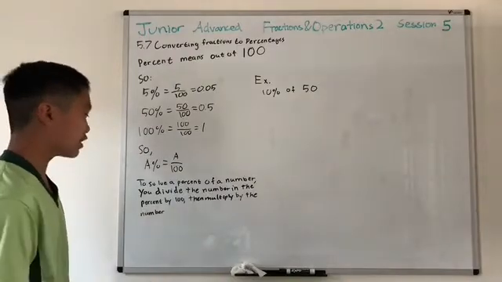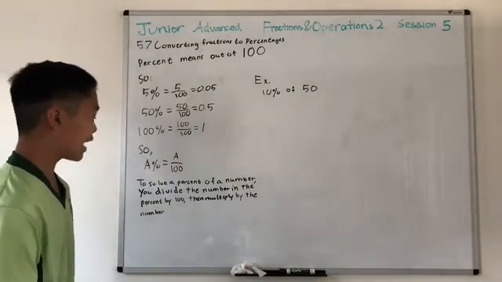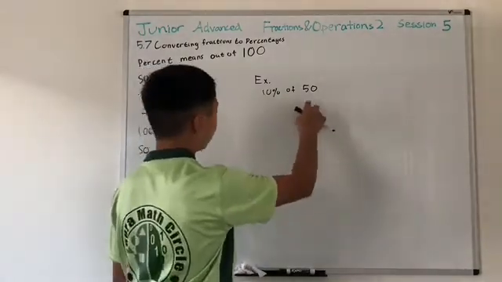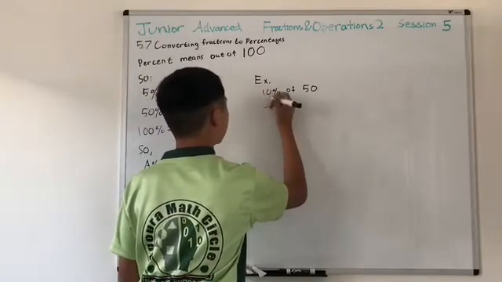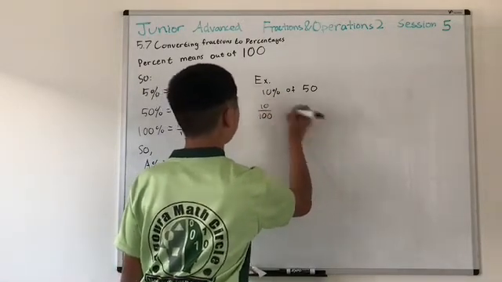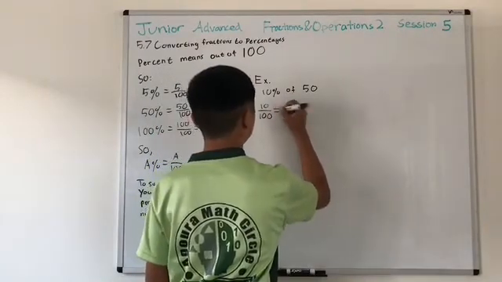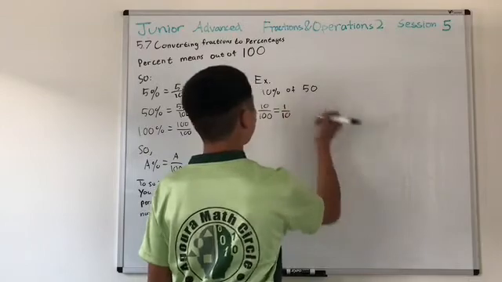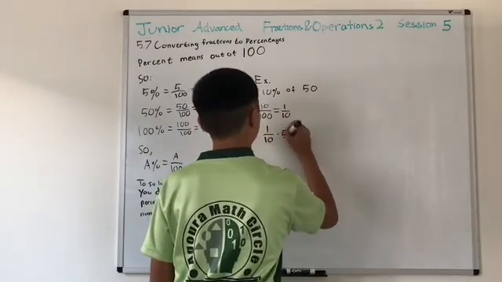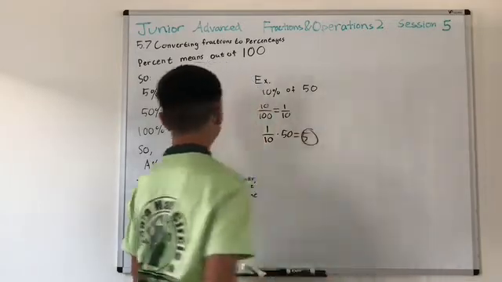So to solve the percent of a number, you divide the number in the percent by 100, then multiply that by the number given. For example, 10% of 50. So we do 10 divided by 100, which then gets us 1 over 10. And then we do 1 over 10 times 50, which equals 5. So we know our answer over here is 5.